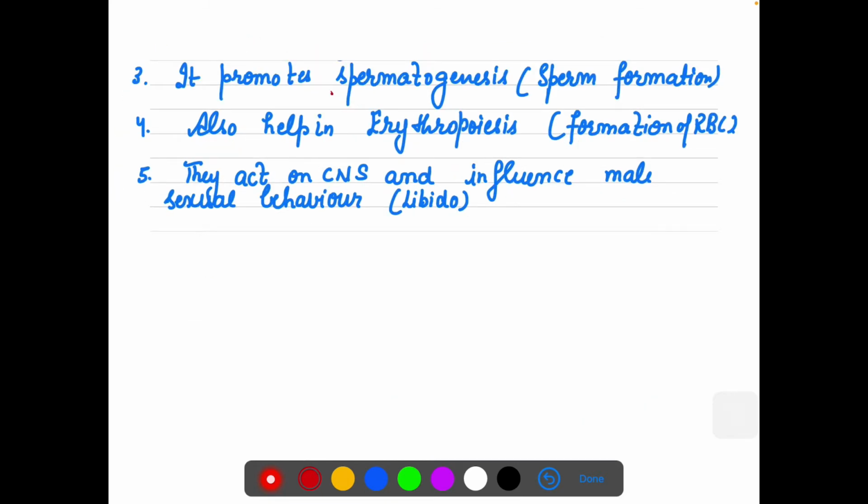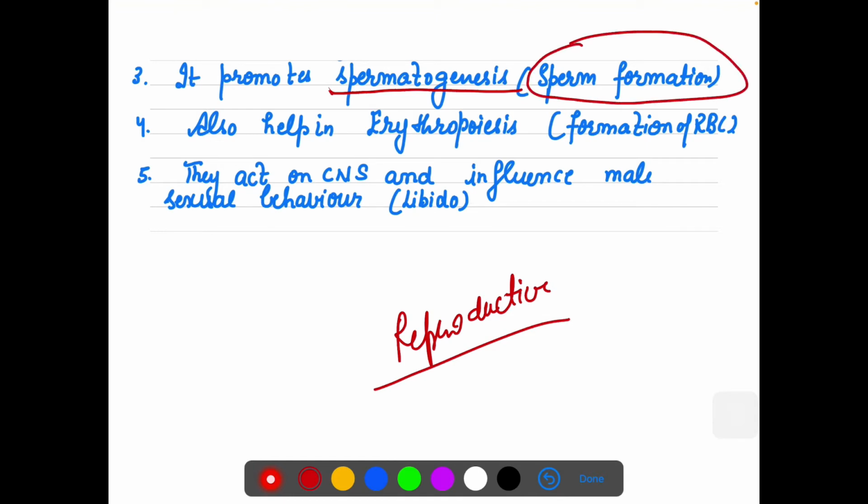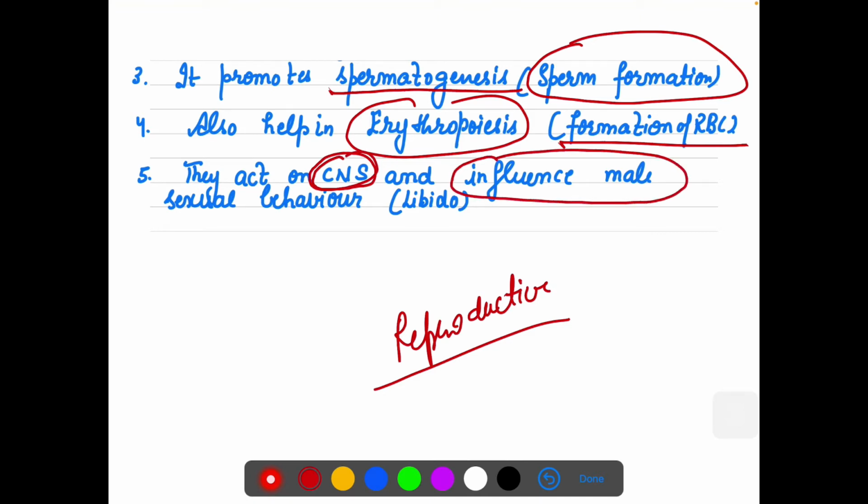It promotes spermatogenesis because the reproductive structures start developing, right? So spermatogenesis, sperm formation, is promoted by testosterone. It plays a role in erythropoiesis also, formation of RBC, and it acts on the central nervous system and influences male sexual behavior. So testosterone is also responsible for male sexual behavior, which is known as libido also.